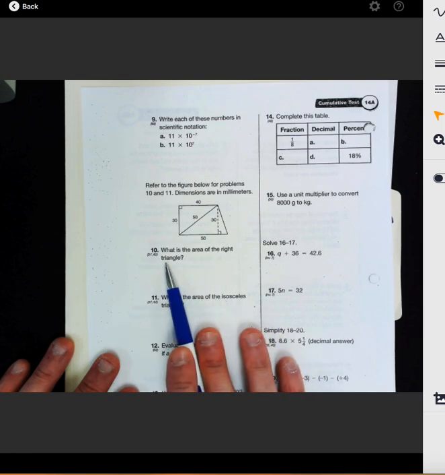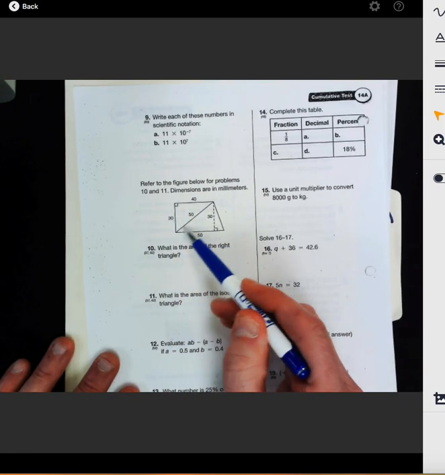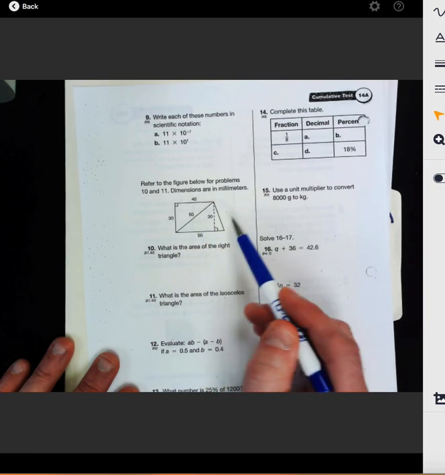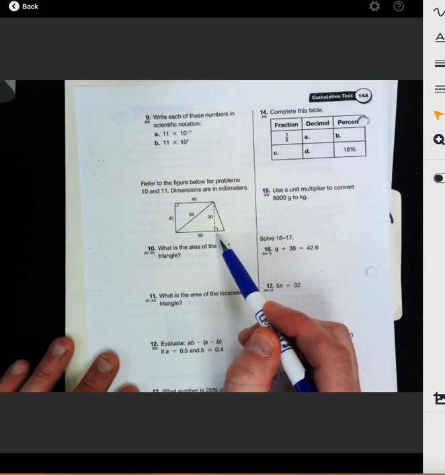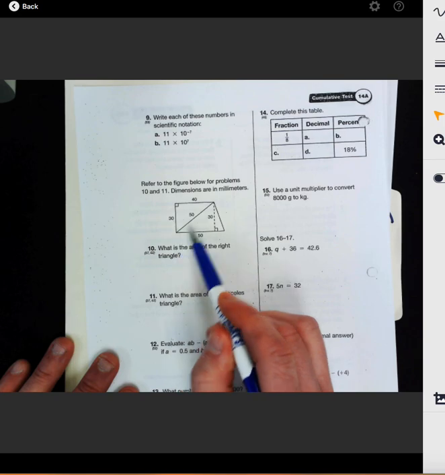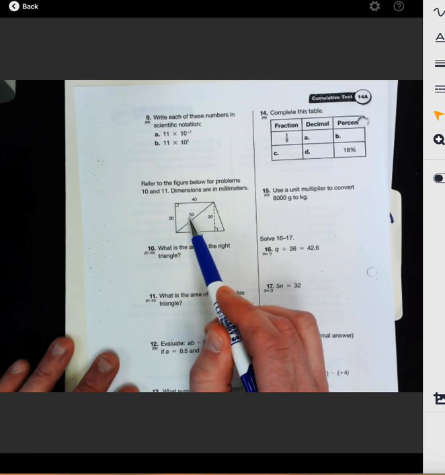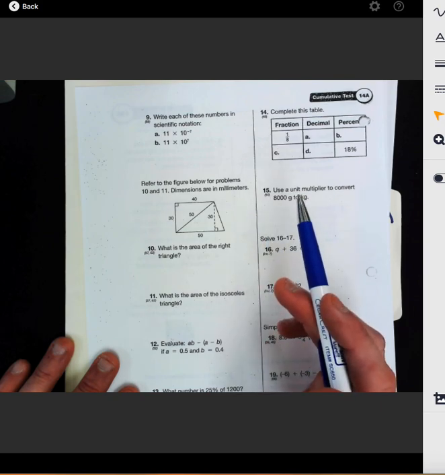What's the area of the right triangle? Guys, this is the right triangle up here. This is not a right triangle. This is an obtuse triangle. I know they have a right thing down here, but that's just showing you the dotted line. So your right triangle is this top thing. They gave you 3 numbers, 30, 40, and 50. You only need 2 of those. Base times height divided by 2.